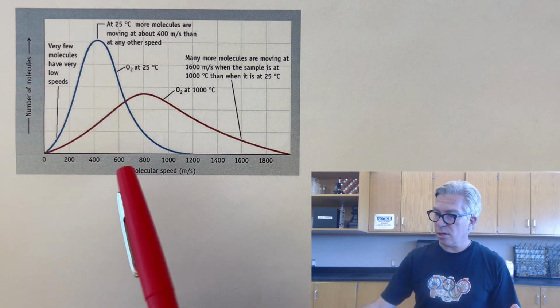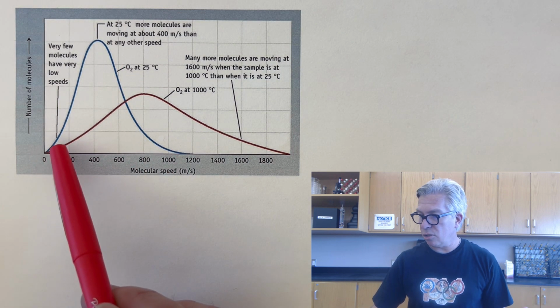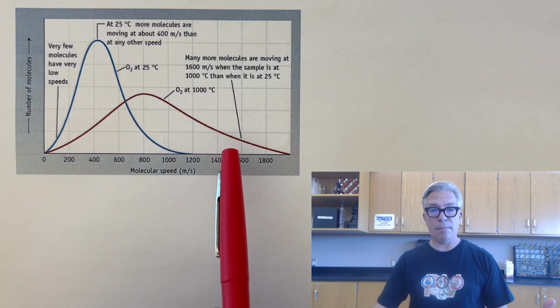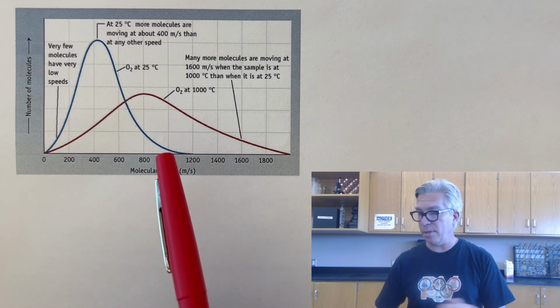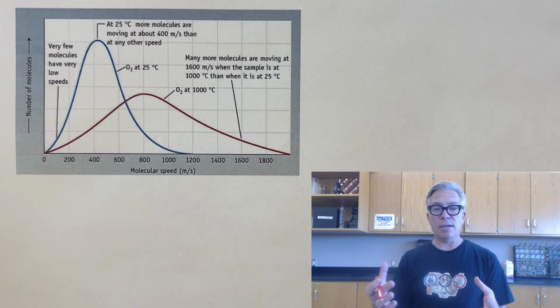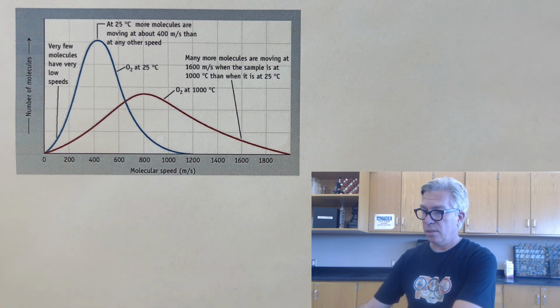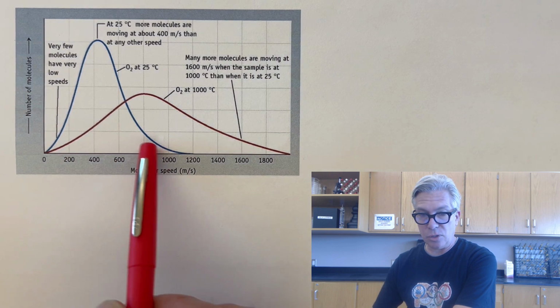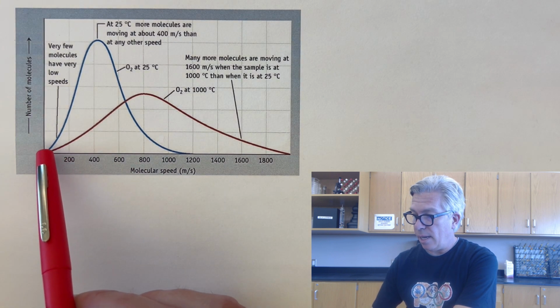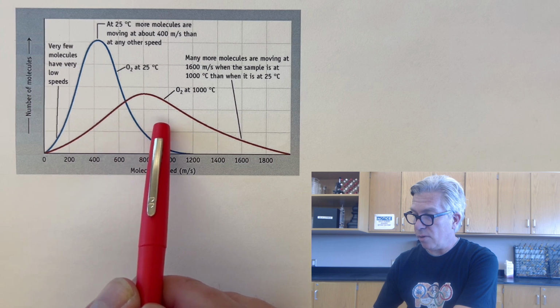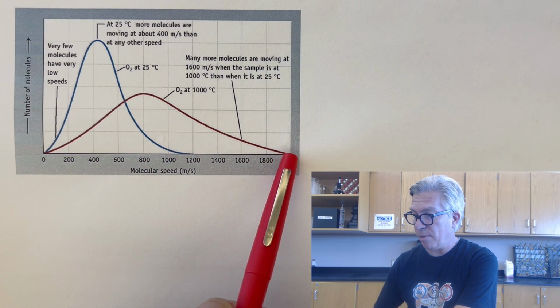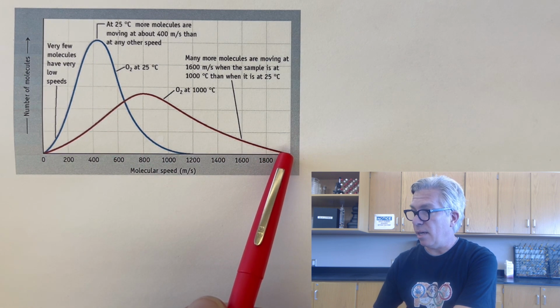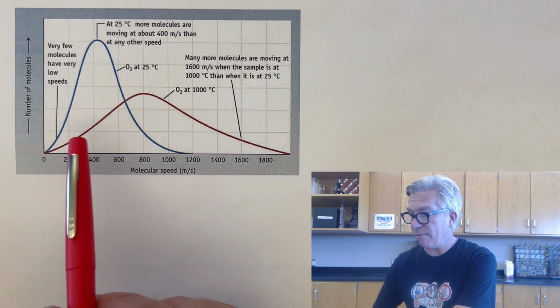So look what happens to the distribution when the oxygen gets heated up. First of all, two things happen. When molecules heat up, they move faster on average. So we can see that the peak has moved to the right to a higher average speed, and that there's actually a lot more molecules going even faster than they were before, way up here at this edge of the graph. And so we get a flattening of the curve.